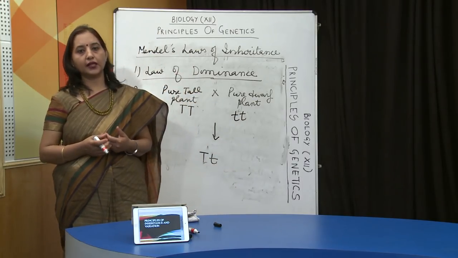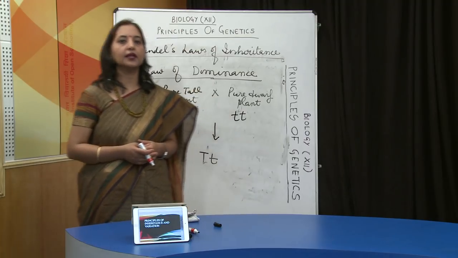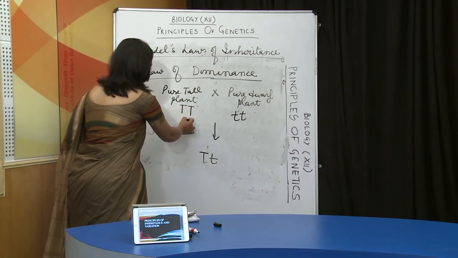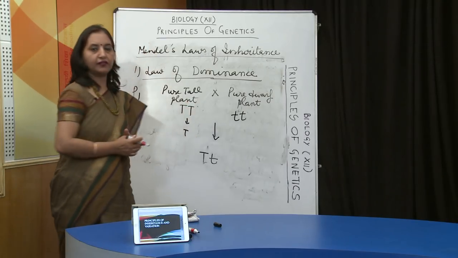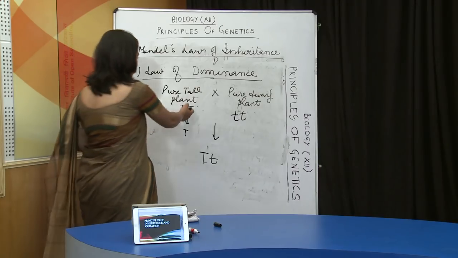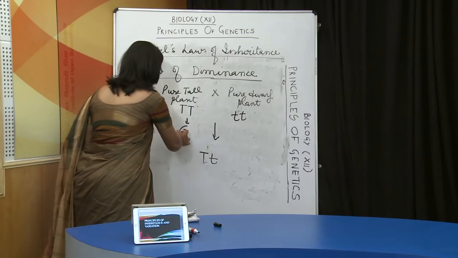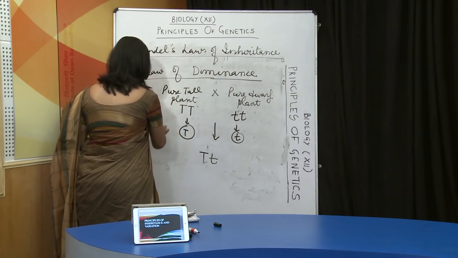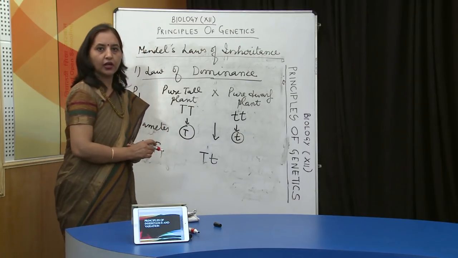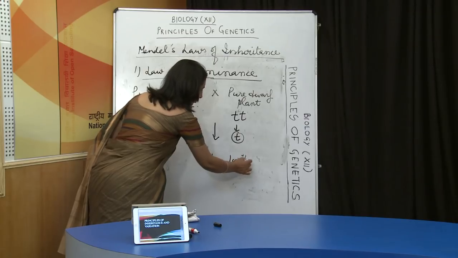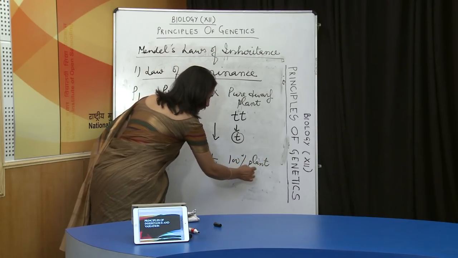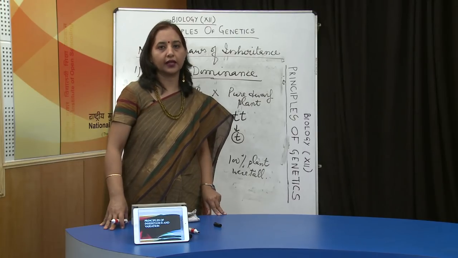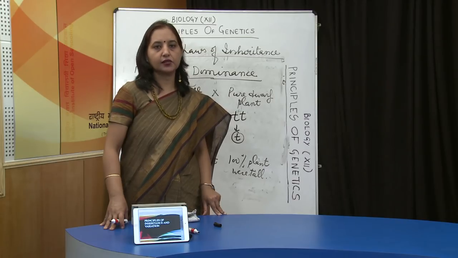Similarly, all the other six characters were studied and only one trait appeared in the first generation, and that is what is called the law of dominance. Before we make the cross, we can make the gametes also. During gamete formation, the number of chromosomes is reduced to half. So capital T has to be written as only capital T, and we can encircle it to show that these are gametes. Small t here, these are gametes. And this is the first generation, wherein 100% plants were found to be tall. This showed that the character of tallness is dominating over the character of shortness or dwarfness. This is what is called the law of dominance.